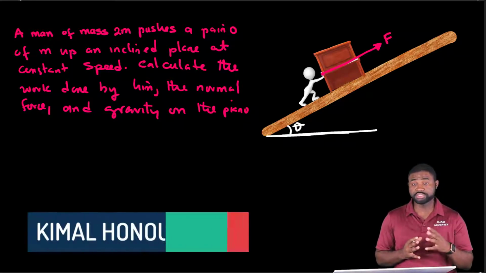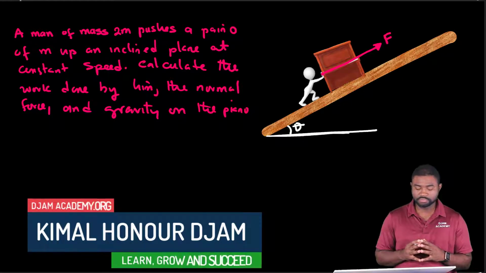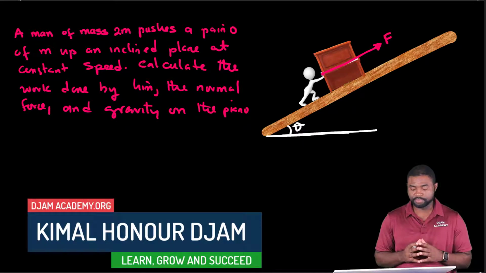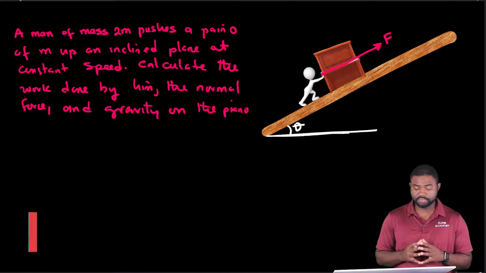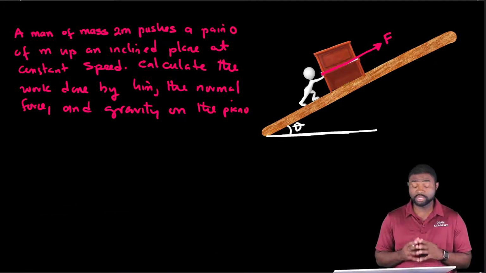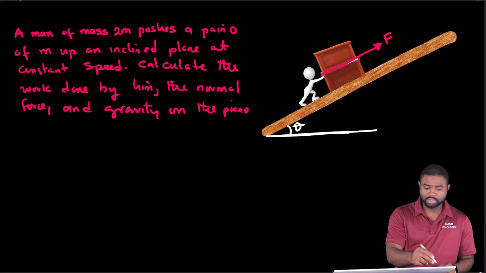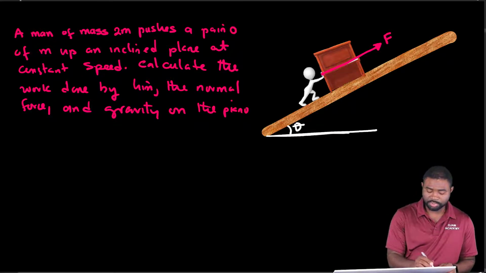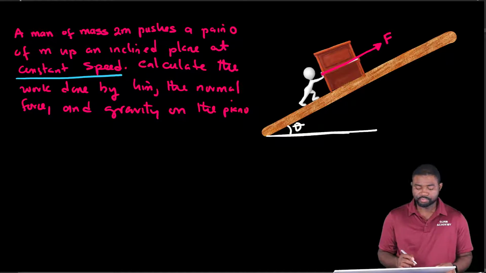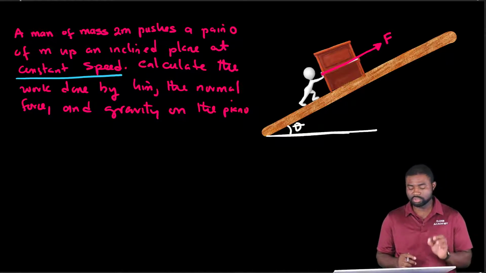We have an interesting example before us. A man of mass 2m pushes a piano of mass m up an inclined plane at constant speed. The phrase here, constant speed, is very important. Calculate the work done by him, the normal force, and the gravity on the piano.